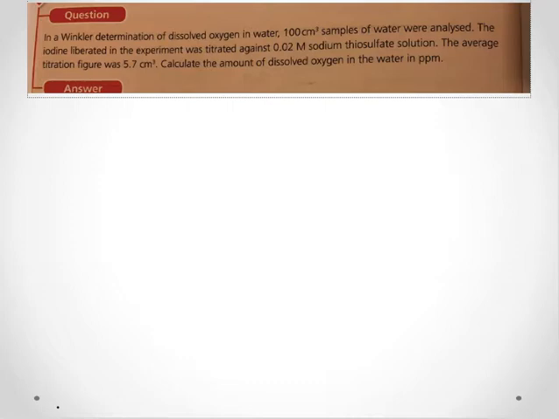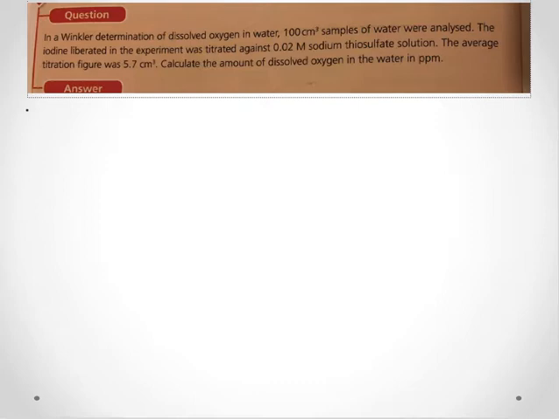So in a Winkler determination of dissolved oxygen in water, 100 centimeters cubed samples of water were analysed. The iodine liberated in the experiment was titrated against 0.02 molar sodium thiosulfate solution, and the average titration figure was 5.7 centimeters cubed. Calculate the amount of dissolved oxygen in the water in parts per million. Now, before we start working on our V1M1N1 here, I just want to take you through the process of the Winkler titration so that we can see how we work out our reaction ratio between our oxygen and our thiosulfate.